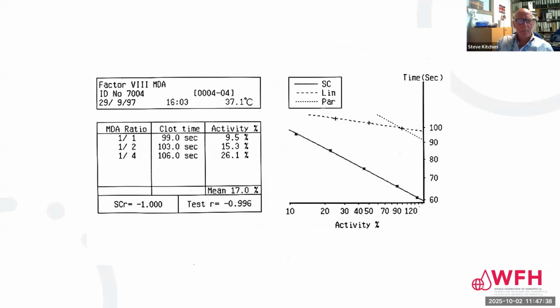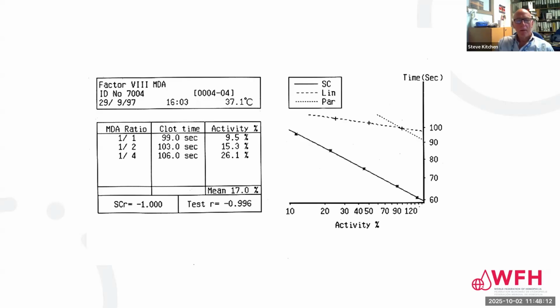And here's a specific example, a sample assayed for factor 8, 3 different dilutions. And on the right in the graph, you can see a straight line relationship between the 3 clotting times of the 3 dilutions. But when they are converted into factor 8 activity, the estimated activity is different between the 3 dilutions. 9%, 15%, 26%. Very different. Non-parallel. Here we've got some interfering substance.